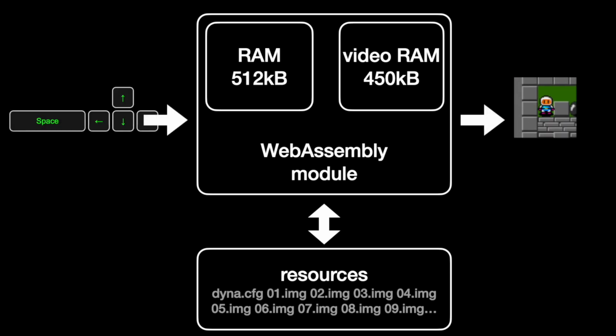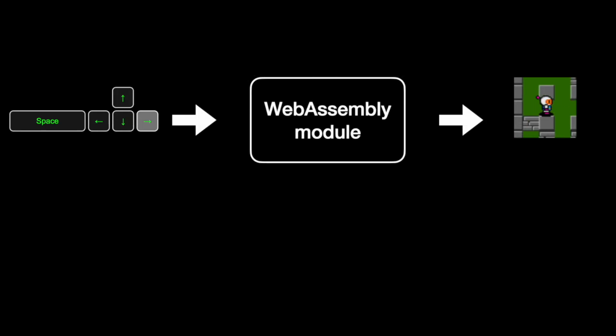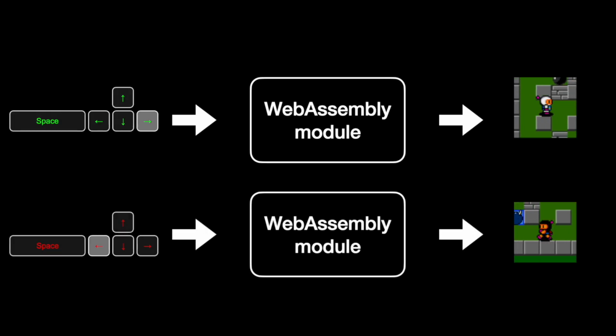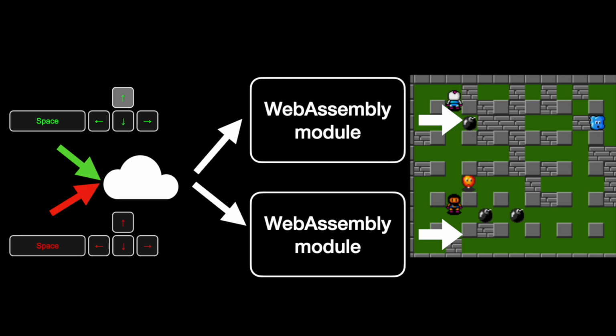Regarding the interface, for each frame you will pass the list of pressed keys on input and you will instantly get a frame buffer on the output. Now, let's say there is another player playing the same game. Instead of sending the keystrokes into the WebAssembly, it goes through a cloud service which merges data from all players and sends them back. Everyone would see exactly the same.